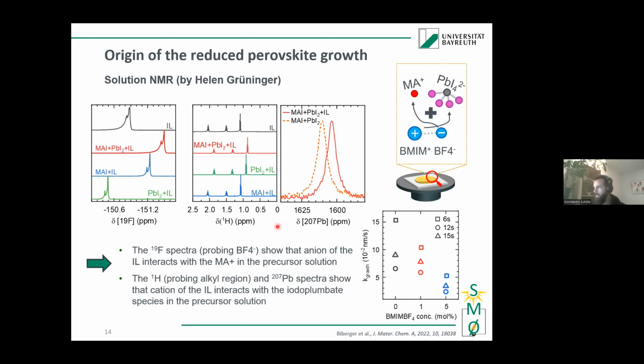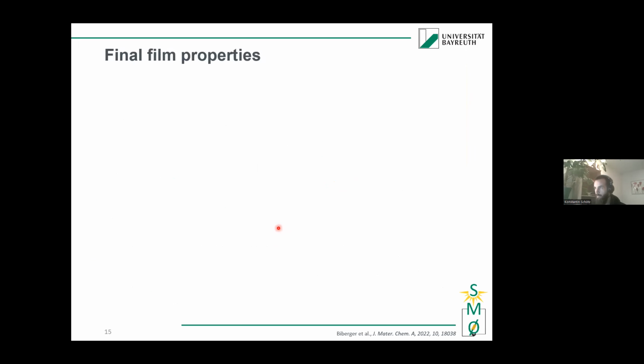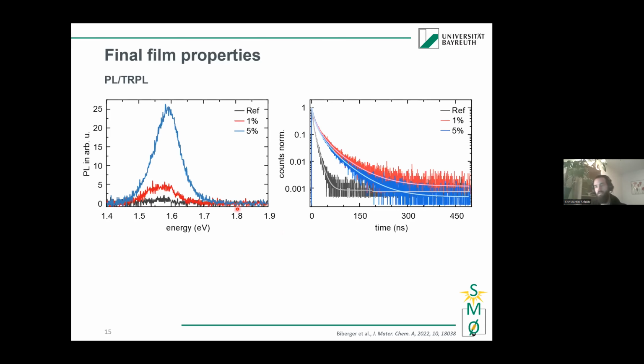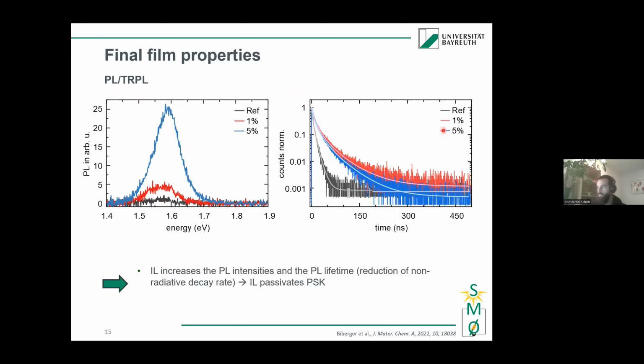Now, how does this affect the final films? First of all, this ionic liquid is supposed to passivate the film, so it should improve the optoelectronic properties. So if you look at PL of the final film, as expected, the PL intensity increases from the reference solution to the 1% ionic liquid to the 5% ionic liquid. And this can also be seen in the time resolved PL, where we see a slower decay for high ionic liquid contents. So passivation works.